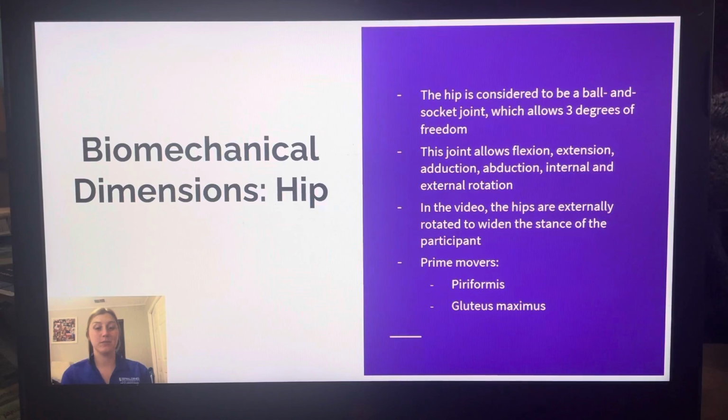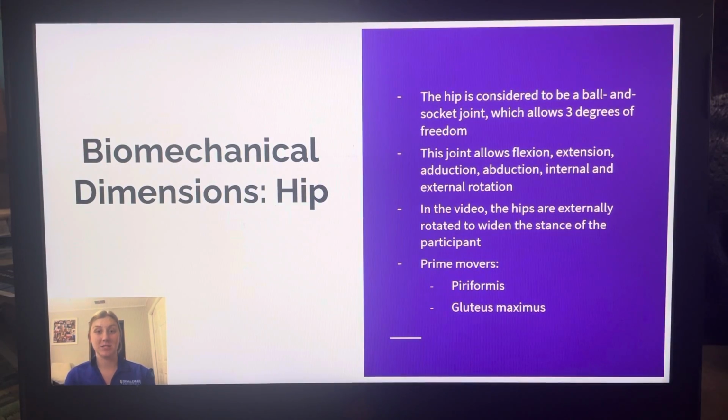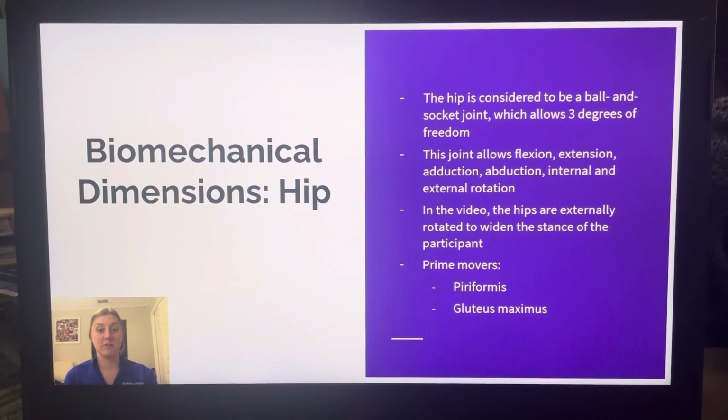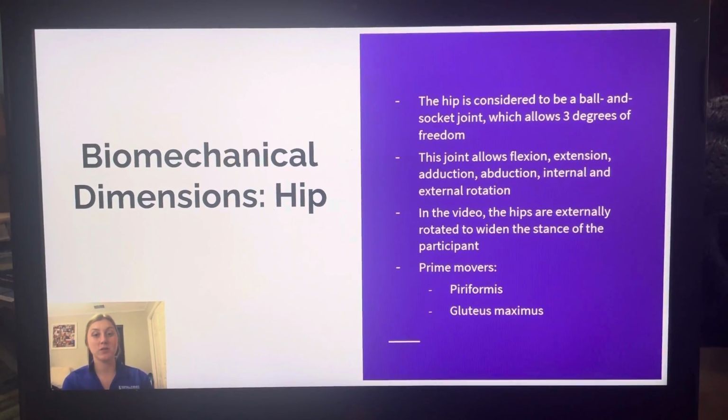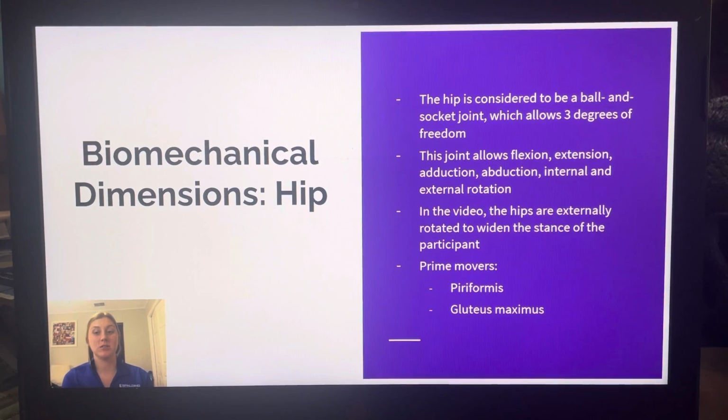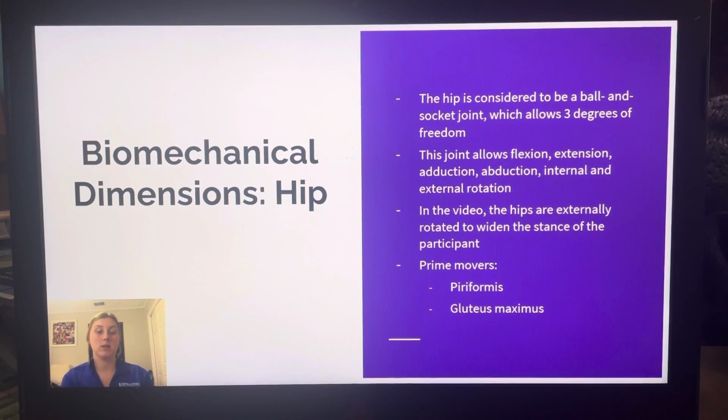Since our participant is in a standing position, the ankles are dorsiflexed in this frame. Dorsiflexion is the most stable position of the ankle. The prime movers for dorsiflexion are the tibialis anterior and the extensor digitorum longus. This type of contraction would be an isometric contraction because the muscles are staying at an equal length.